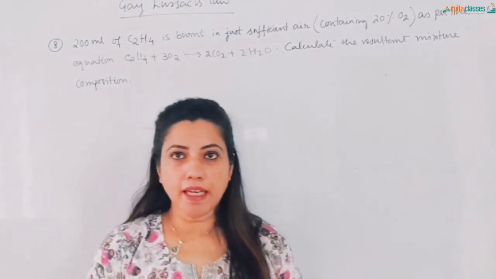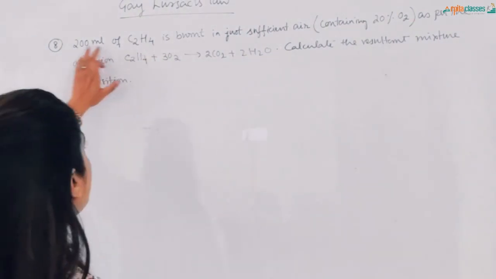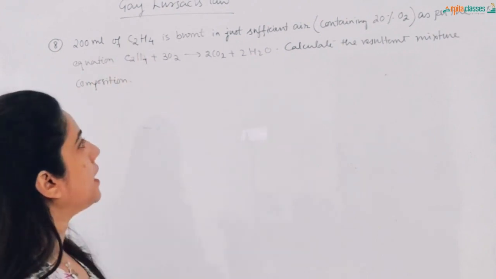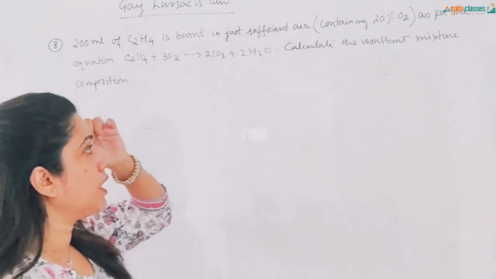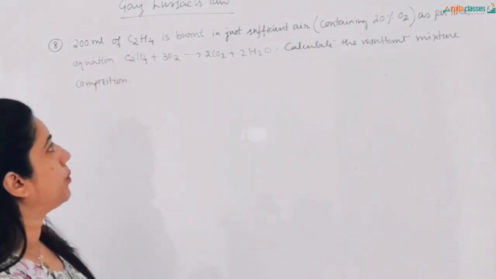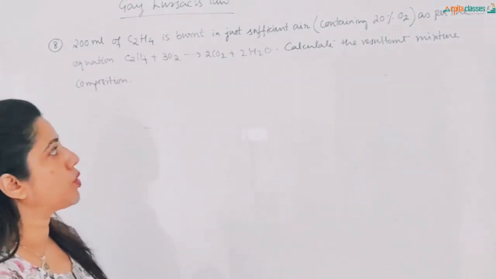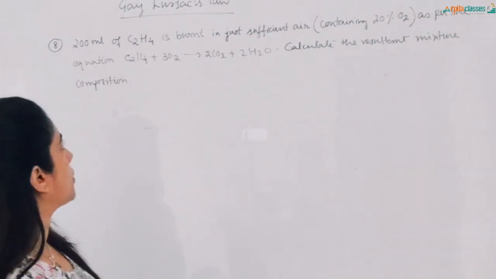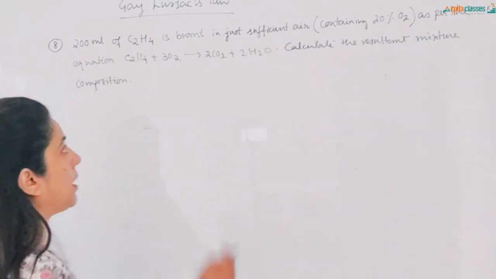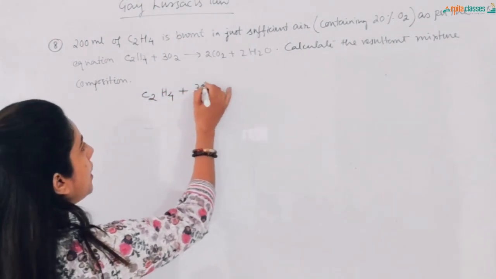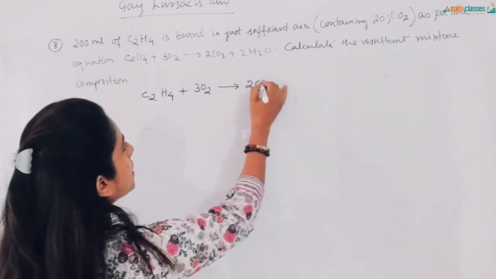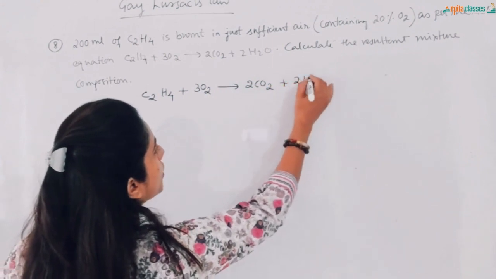Okay, now question number 8. Question number 8 says 200 milliliter of C2H4 is burnt in just sufficient air containing 20% of oxygen. As per the equation, C2H4 plus 3O2 gives you 2CO2 plus 2H2O. Calculate the resultant mixture composition. So the balanced chemical equation is already given to you. C2H4 plus 3O2 will give you 2CO2 plus 2H2O.